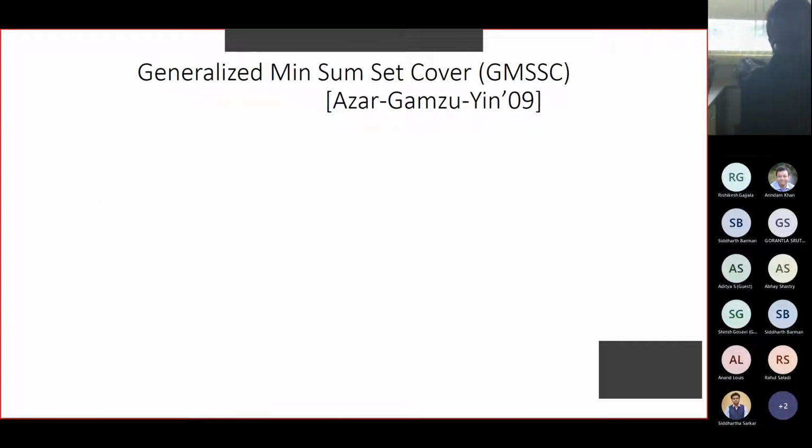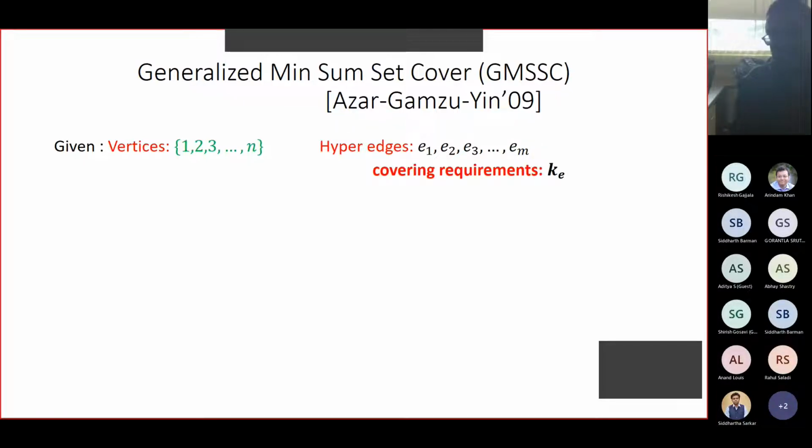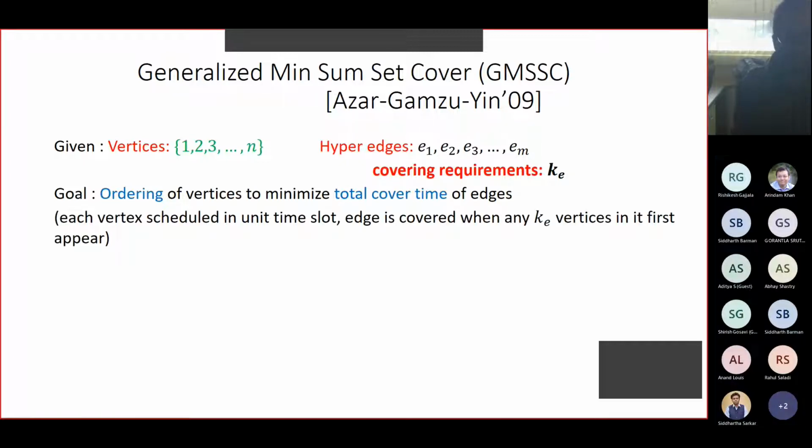So here's the setting of generalized min sum set cover. This is a problem that was introduced by Azar, Gamzu, and Yin in 2009. Here you're given a bunch of vertices and some hyperedges of these vertices. Every hyperedge has a covering requirement, which is some integer. The goal is to order the vertices to minimize the total cover time of the edges. Think of every vertex as occupying one time unit. An edge is covered when any k_e vertices in it are first selected.